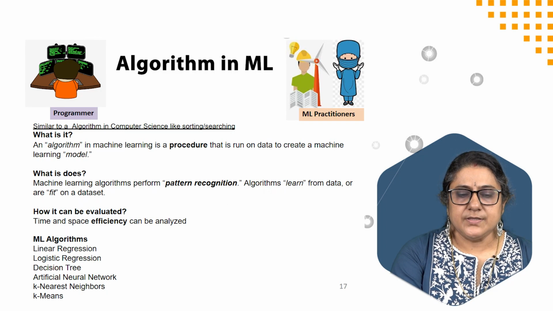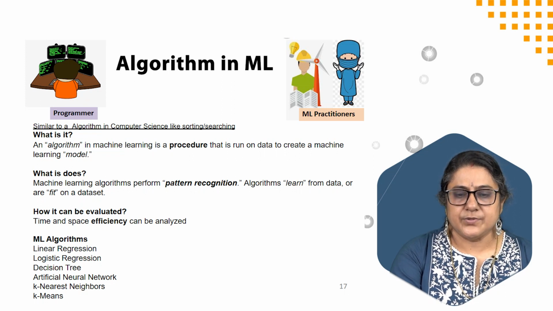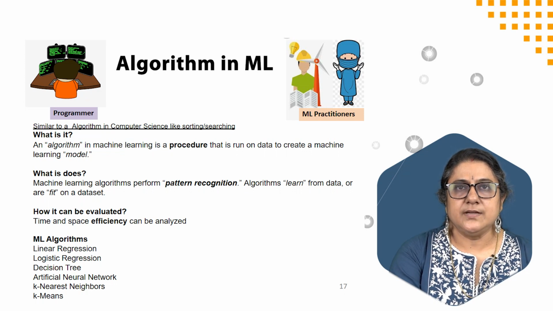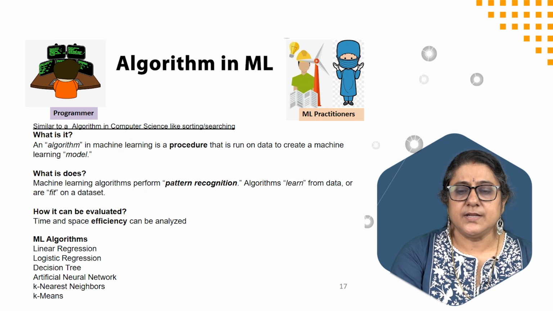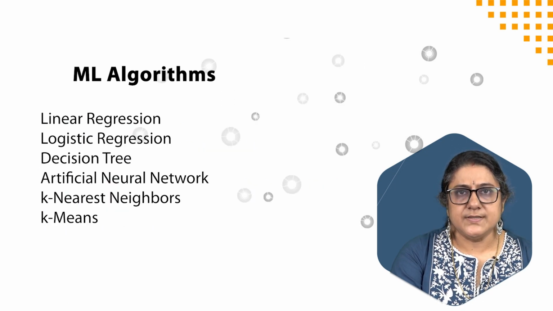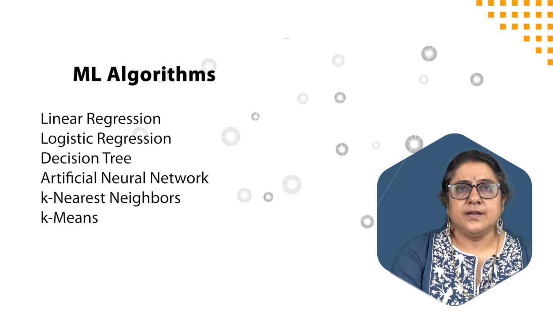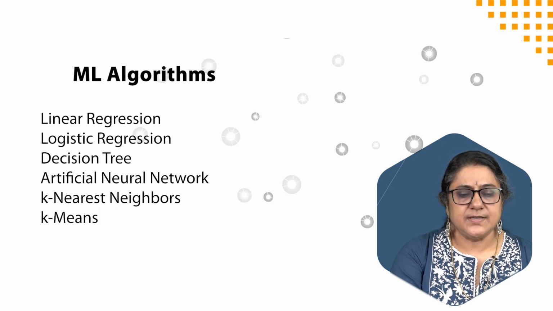So what is an algorithm in machine learning? An algorithm in machine learning is a procedure that is run on data to create a machine learning model. This algorithm performs pattern recognition. The algorithms learn from the data and try to fit the data set. The machine learning models are evaluated, performance measures are computed, and time and space efficiency are analyzed.